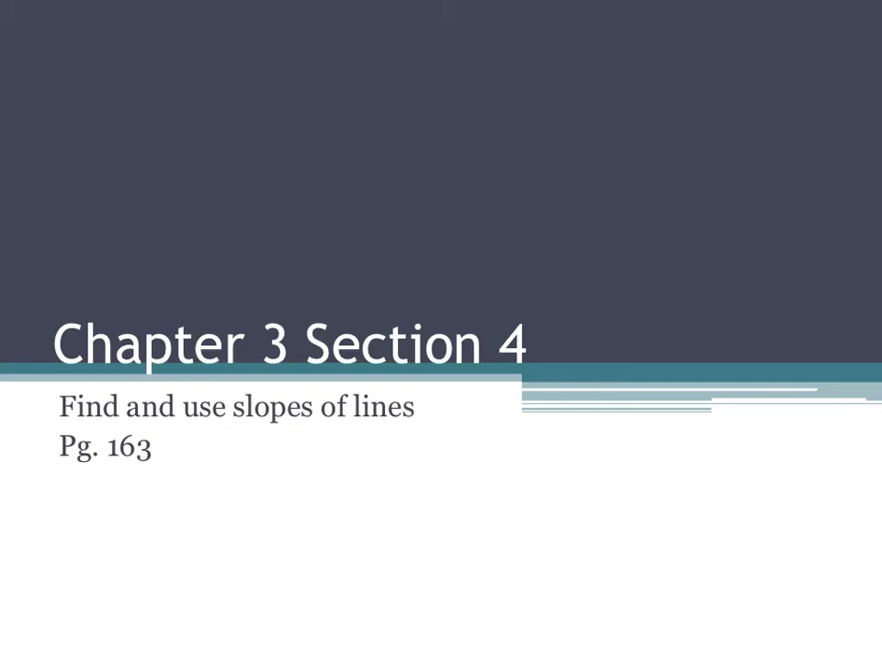So chapter 3, section 4 is finding and using the slopes of lines. So in Algebra 1, you graphed lines all the time. You were graphing different lines: horizontal lines, vertical lines, diagonal lines. You were graphing them all the time.